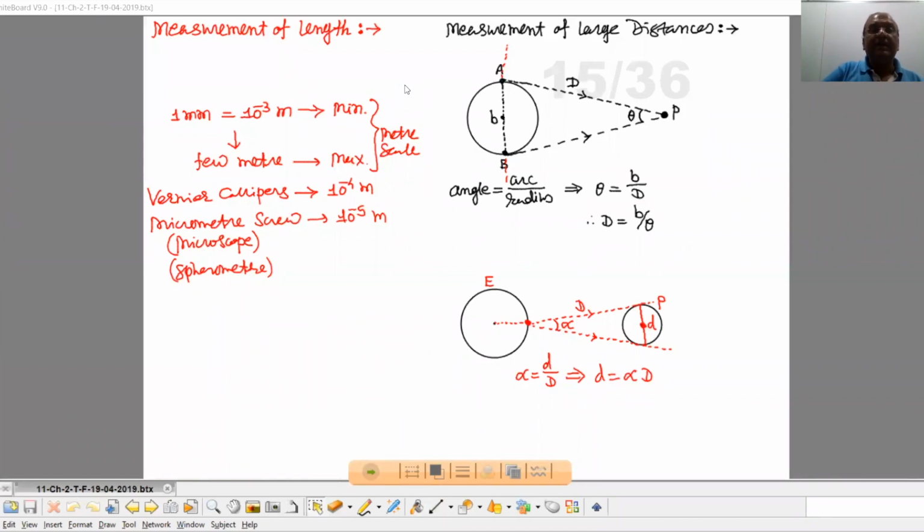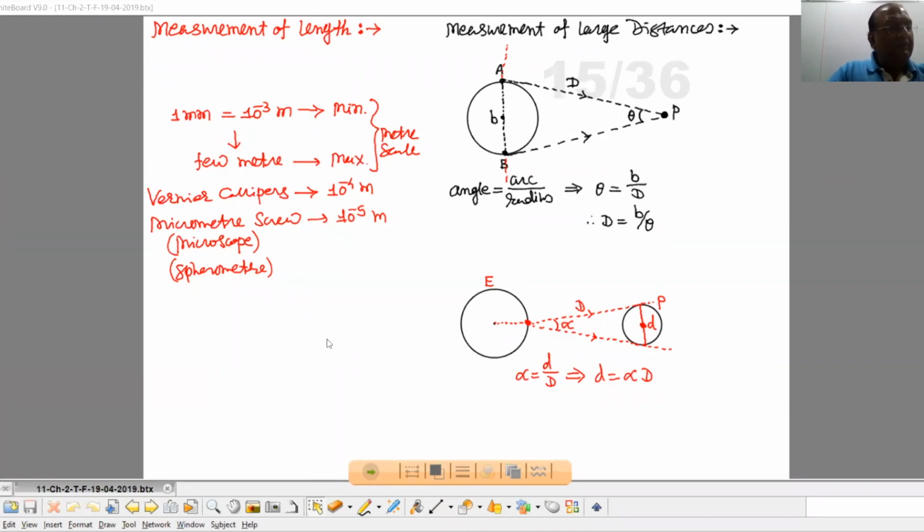Okay, now here first we have to discuss the method for the measurement of large distances, and this particular method of the measurement of large distances is called the parallax method. So now we have to discuss the parallax method.